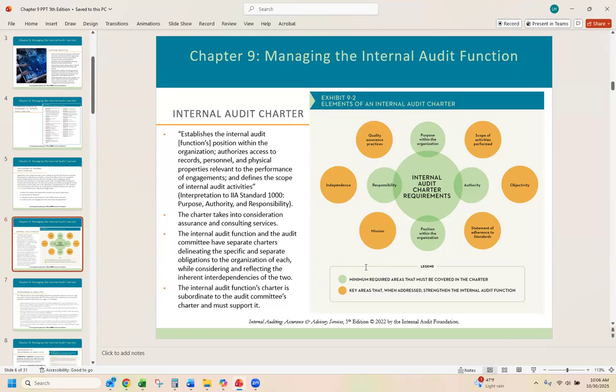So that first requirement on the prior page, the charter: for a company that has their own internal audit group, you really should have a specific, written out charter. It's one of those things that if it's not written down somewhere, then it's subject to being challenged. And that's not good for anybody.